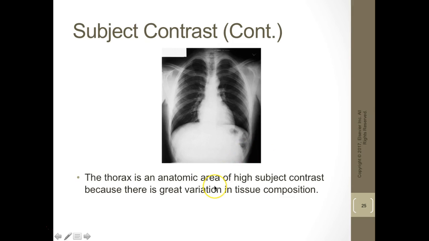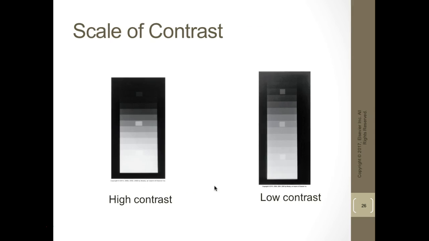So the chest is the area with the highest subject contrast because there's air and the mediastinum, which is bone and tissues within the mediastinum. So here is the scales of contrast, and we've talked about this already. So we have high contrast, which is also high contrast short scale. So there's few shades of gray.